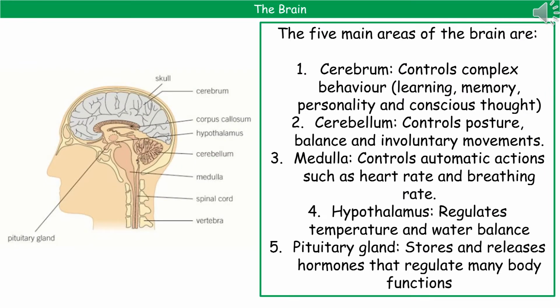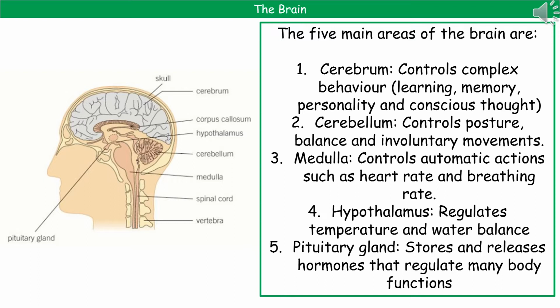You do need to be able to recognise and label the different parts of the brain, so make sure you've tested yourself with that diagram. We have 5 main areas of the brain that you need to know. The cerebrum controls complex behaviour like learning, memory, etc. The cerebellum controls your posture, balance and any involuntary movements. The medulla controls automatic actions like your heart rate and breathing rate.